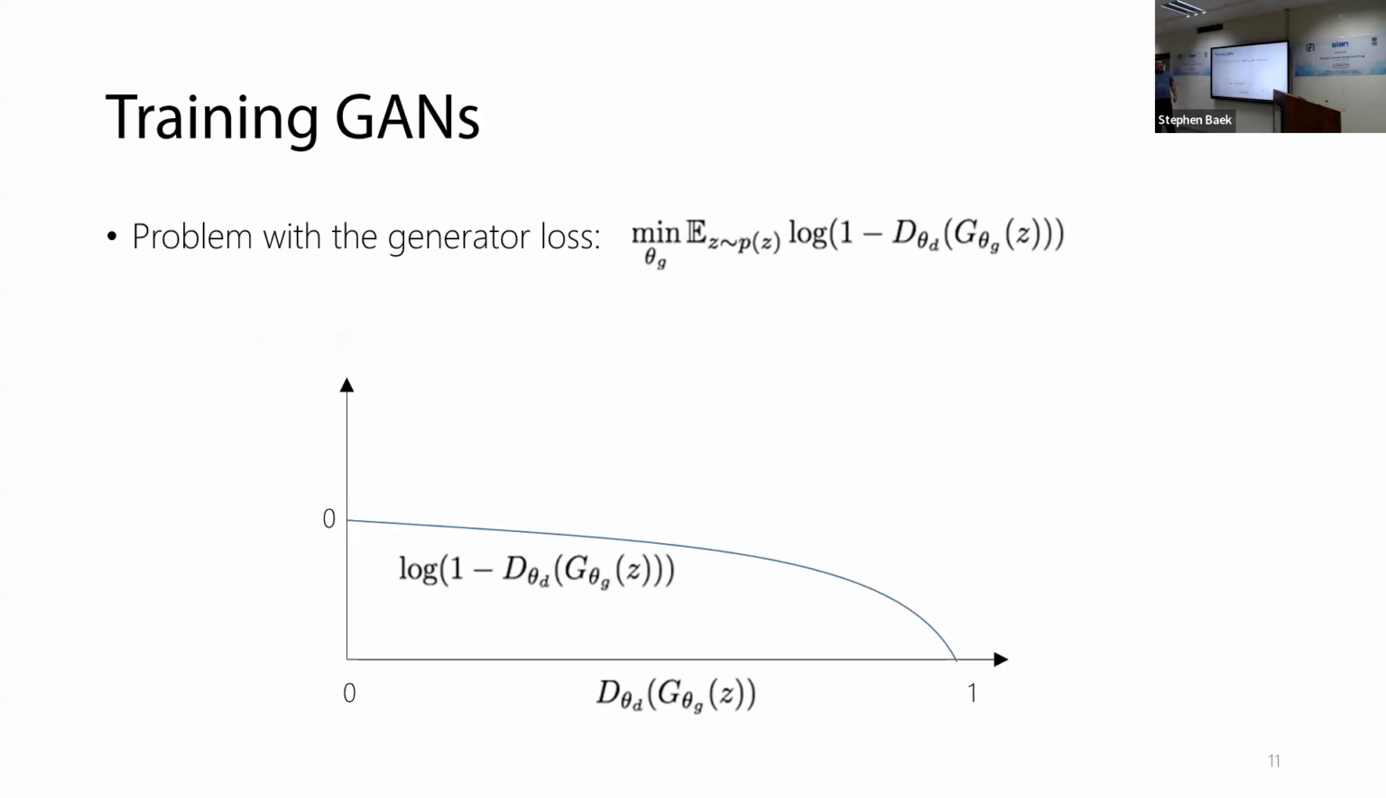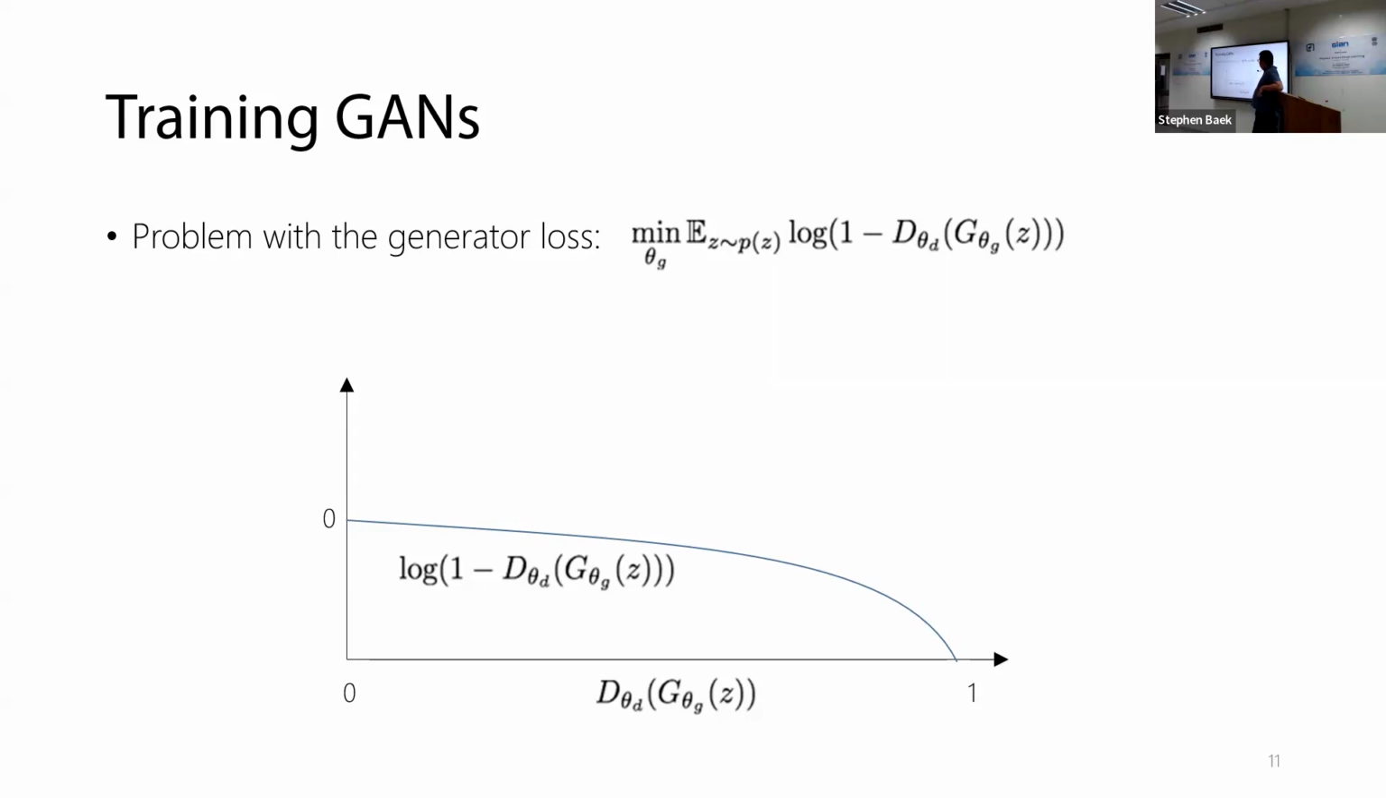So that's one very common strategy. Now, the other very common strategy here is to consider the shape of the generator loss. So here we have a graph of log of 1 minus x. The horizontal axis is the discriminator output. And this is basically what the graph shape looks like.